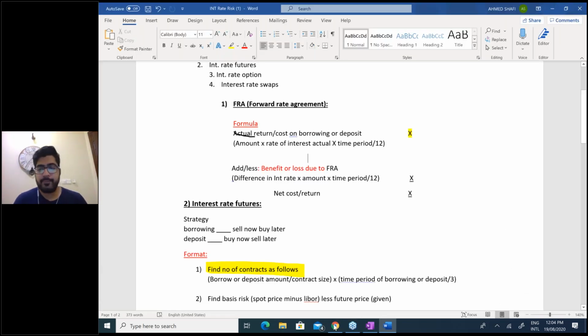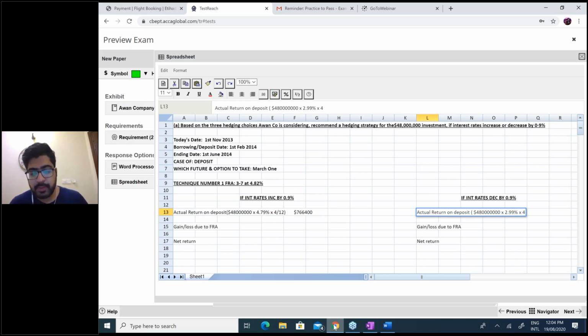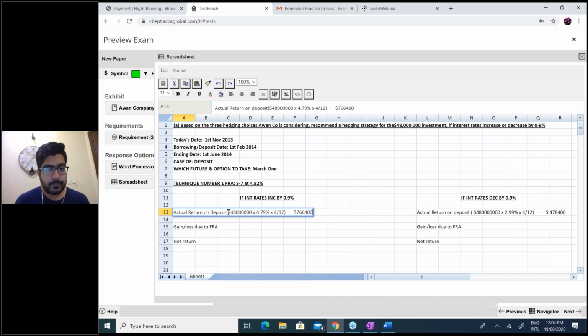Into time period. For how long are you planning to deposit? 4 months. What is the amount? Let's calculate. $478,400. This is the working of actual return on deposit: take the amount into actual interest rate into time period, 4 months over 12. The rate is 4.09 less 20 basis points, 3.89. If it increases by 0.9, it becomes 4.79. If it decreases by 0.9, it becomes 2.99. You can take any questions on that.